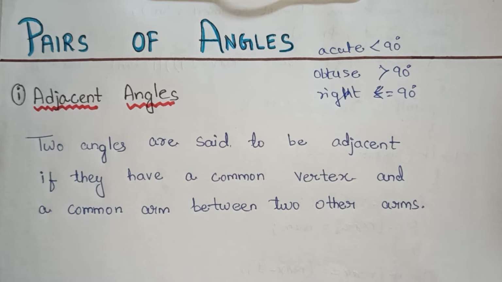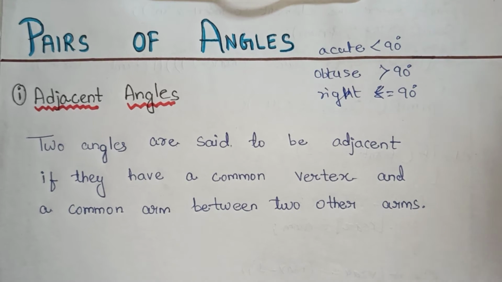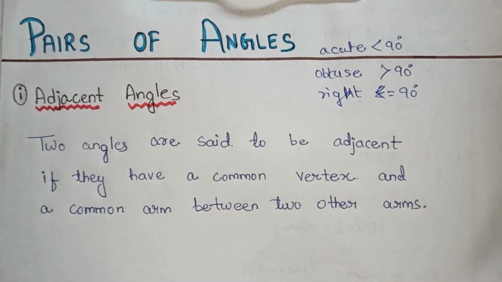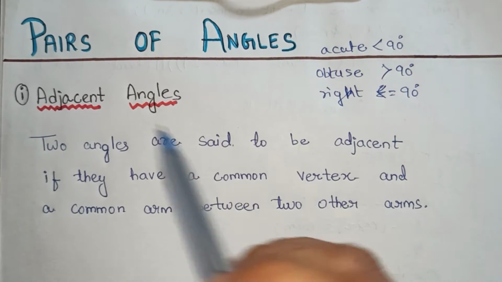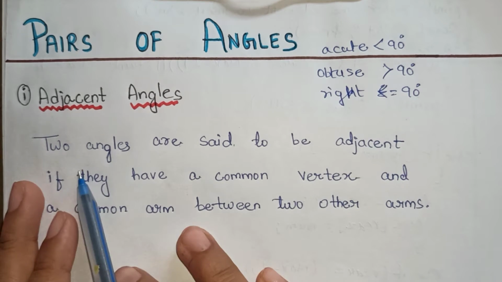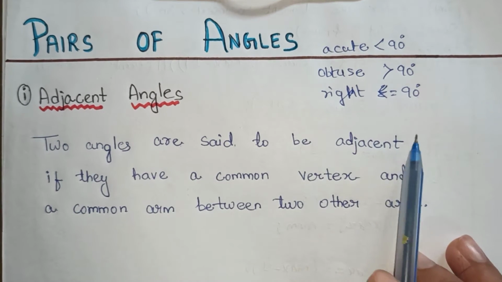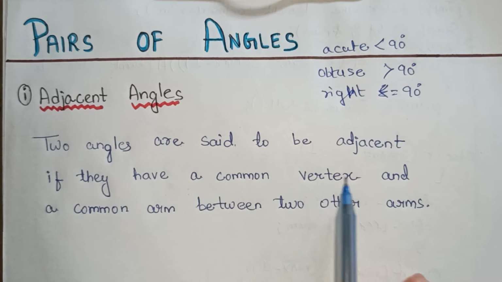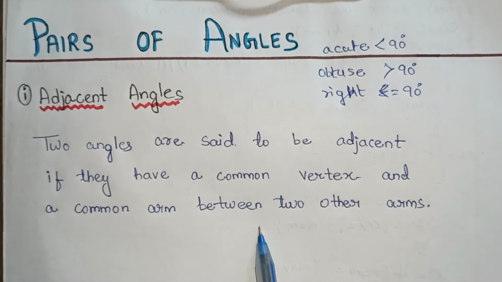A combination of two angles is called a pair of angles. There are 5 types of pairs. Number 1 is adjacent angles. Now what are adjacent angles? Two angles are said to be adjacent if they have a common vertex and a common arm between two other arms.